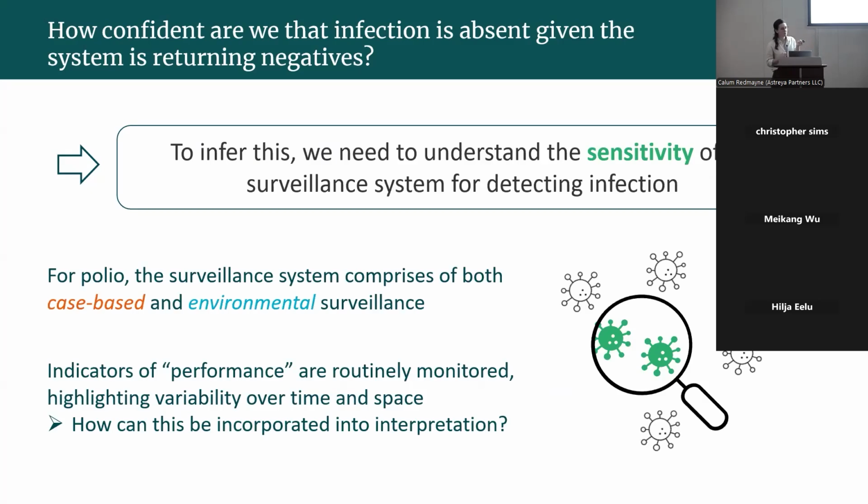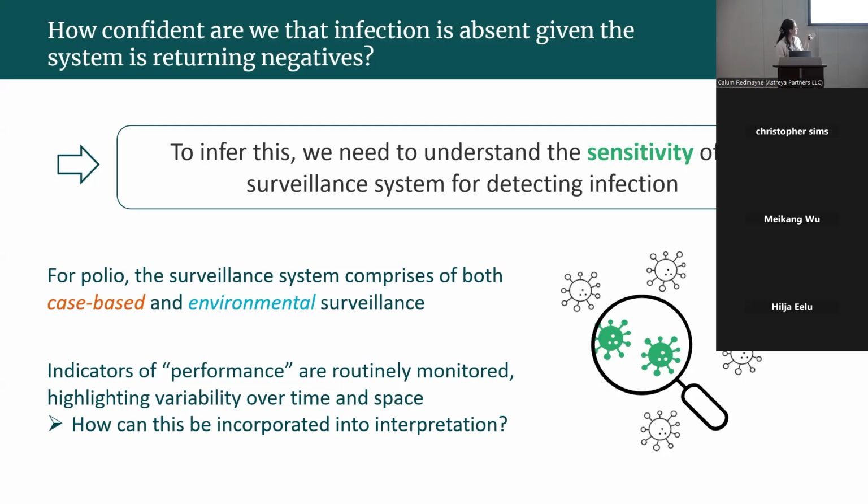So to infer this negative predictive value, we need to understand the sensitivity of the surveillance system for detecting infection. So that's a conditional probability in the other direction, of a positive outcome if the disease was indeed present in the population at a certain level of prevalence. And in the case of polio, we've got a multi-component surveillance system consisting of both case-based or clinical surveillance and environmental surveillance, both of which have their own strengths and limitations in terms of detecting infection.